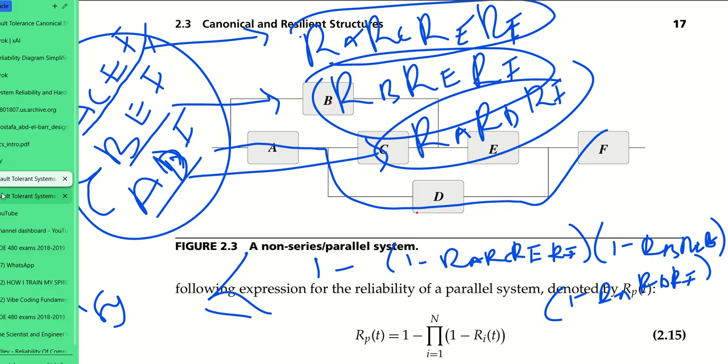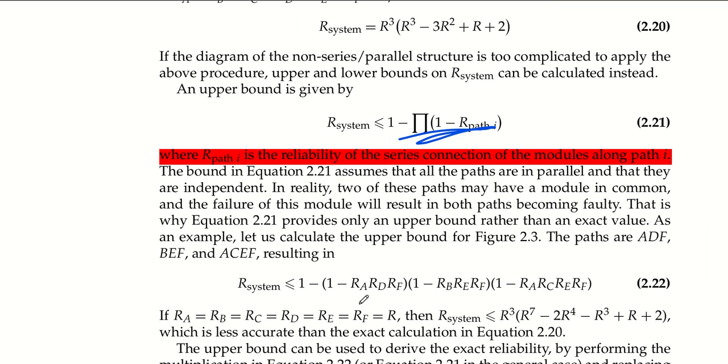Okay, so let's see the expression directly. That's what you see here, right? So this one and that one are connected in parallel with each other. Then we subtract the whole thing from one, and we are getting the upper bound.